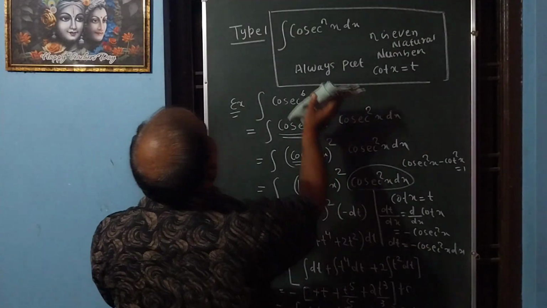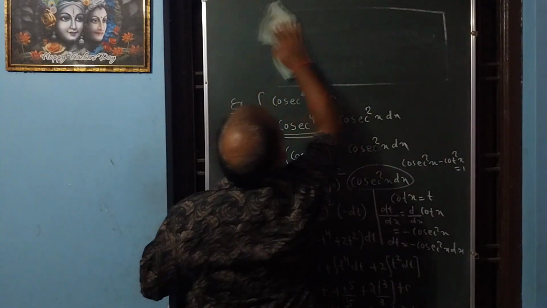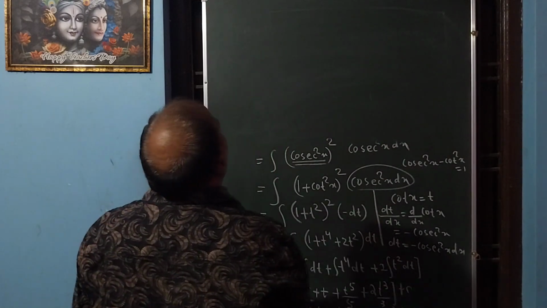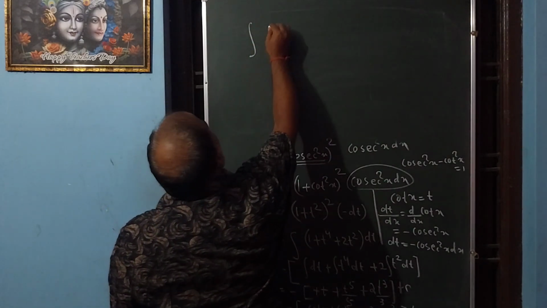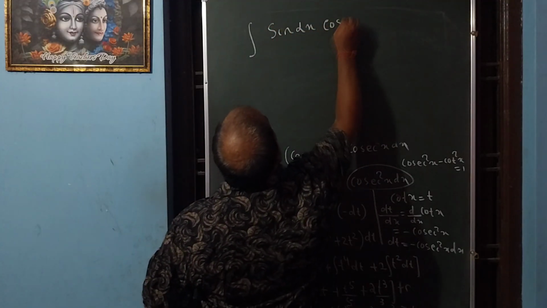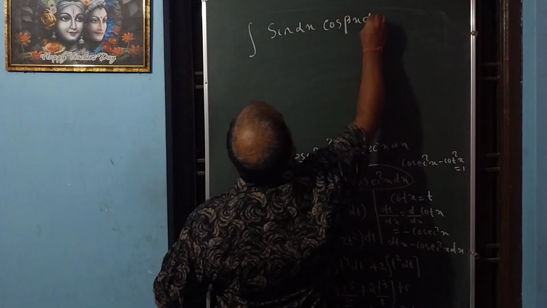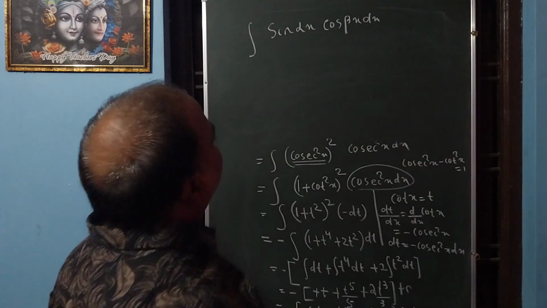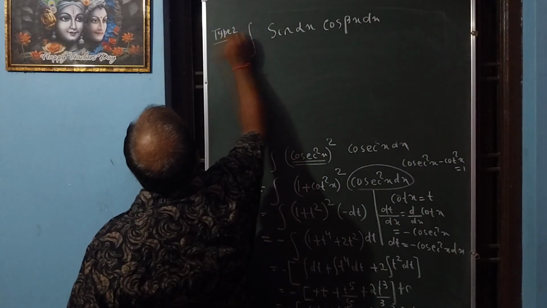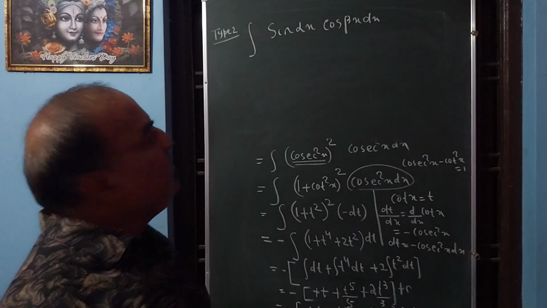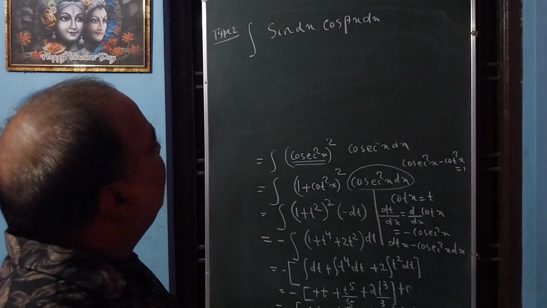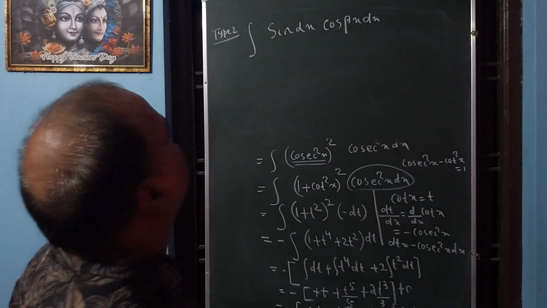Write down another type, type 2: integration of sin alpha x into cos beta x dx, where alpha and beta are two constants. How can you integrate this type of problem?